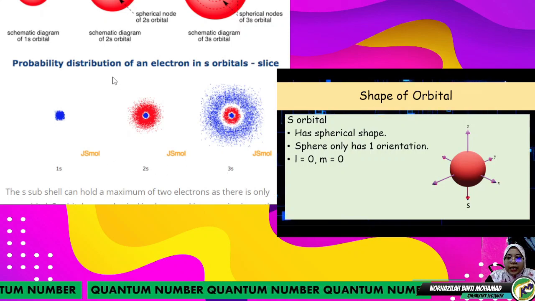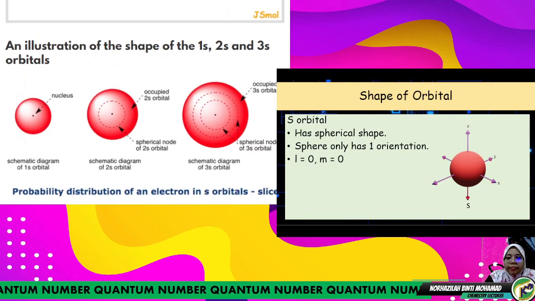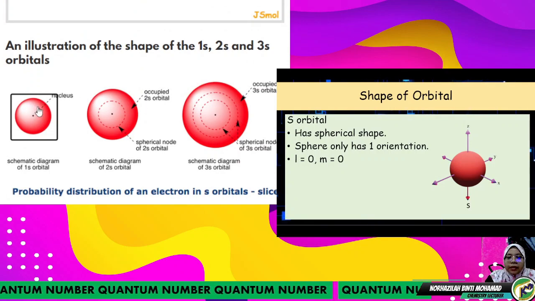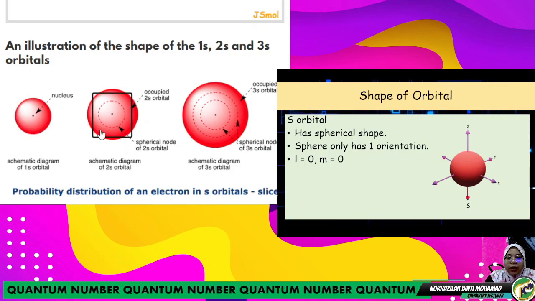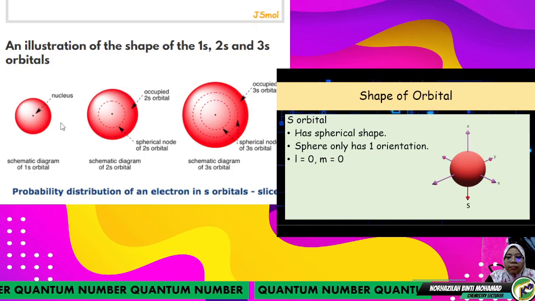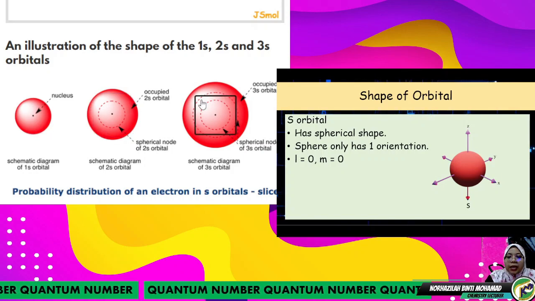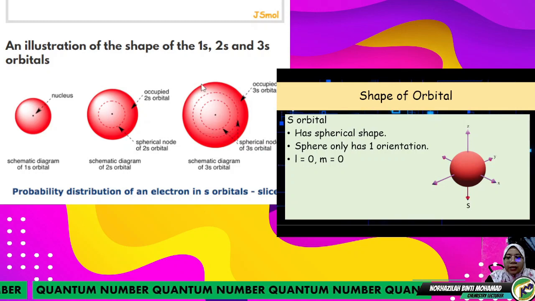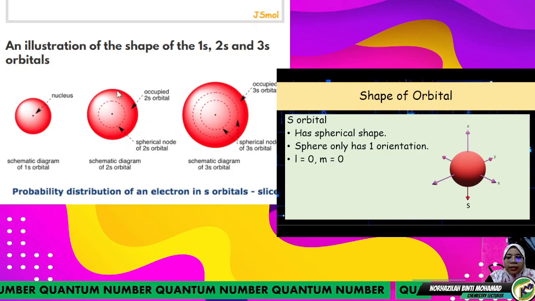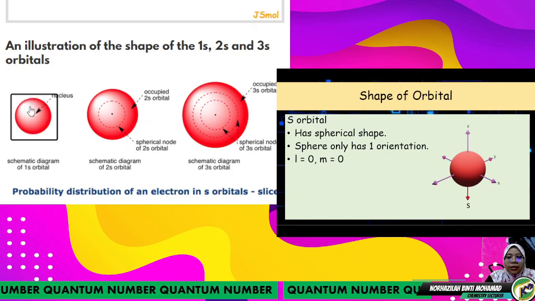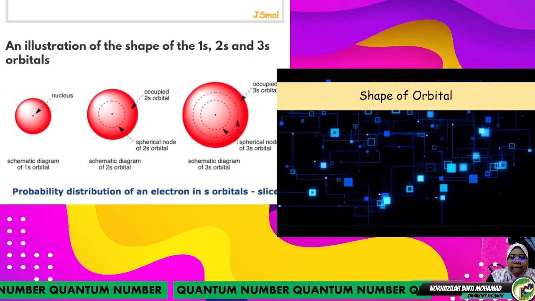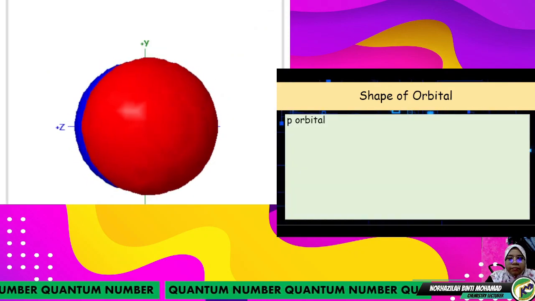You can see in this schematic diagram, this is the 1s orbital, and then this one is 2s. When we compare, the 2s orbital is bigger compared to the 1s. And then this is the 3s orbital, which is bigger compared to the 2s and the 1s. Okay, and then we go to the p orbital.